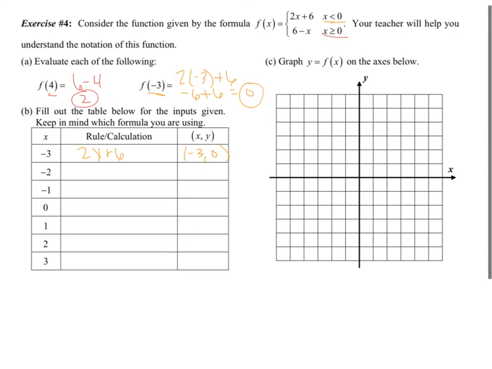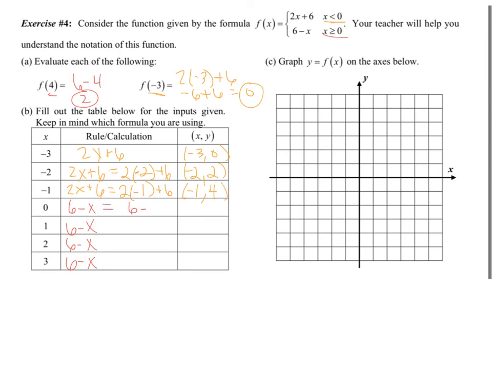And now we need to go through and decide which equation do we use. Well, this is still less than 0. This is still less than 0. But remember, the other one is when x is more than or equal to 0. So we do 6 minus x. So 2 times negative 2 plus 6. So when x is negative 2, y is 2, because negative 2 times 2 is negative 4. Negative 4 plus 6 is positive 2. All right, 2 times negative 1 plus 6. So when x is negative 1, y is 4.